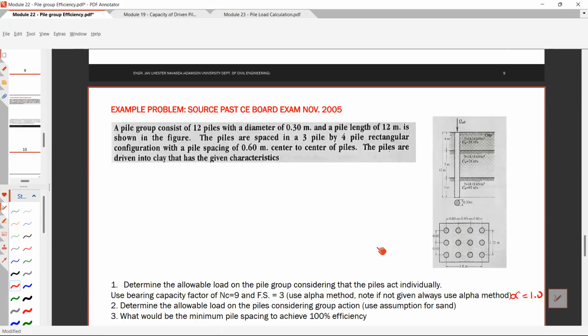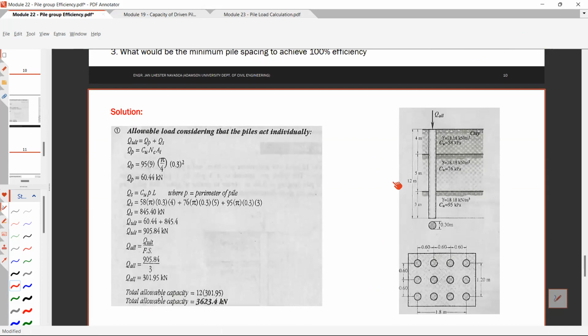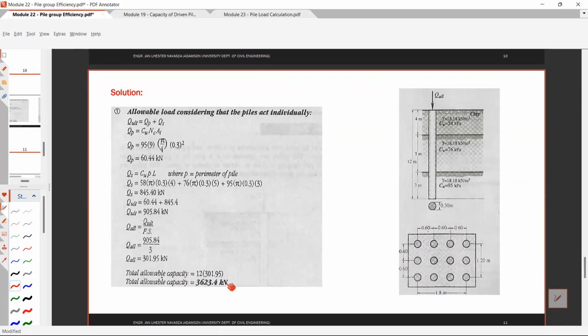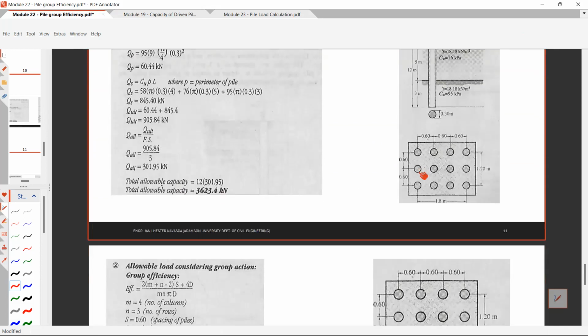So 3 times 4. And the allowable capacity of each pile is 301.95. Therefore, the total allowable capacity of these piles in a group acting individually is 3,623.4 kilonewtons. So this will be your final answer for allowable load considering that the piles act individually.